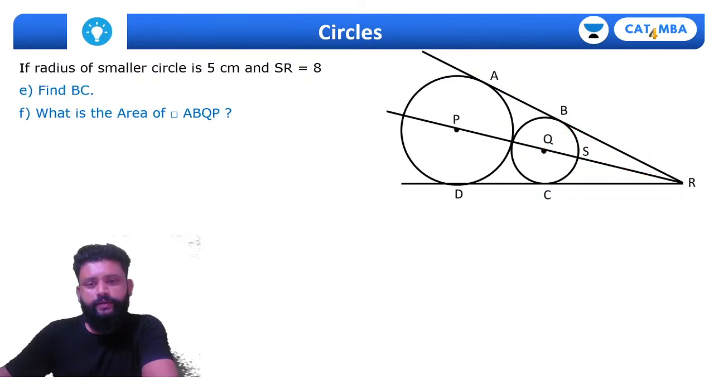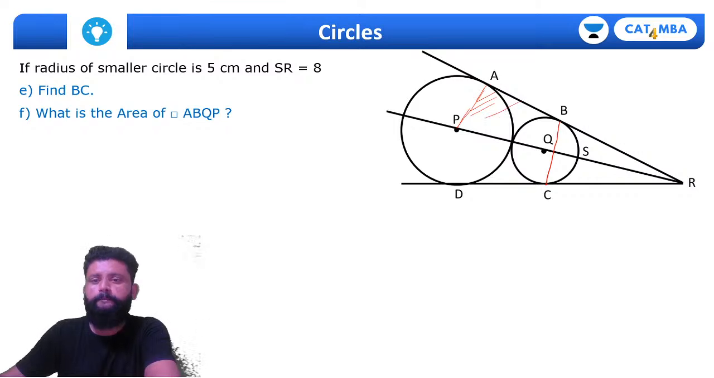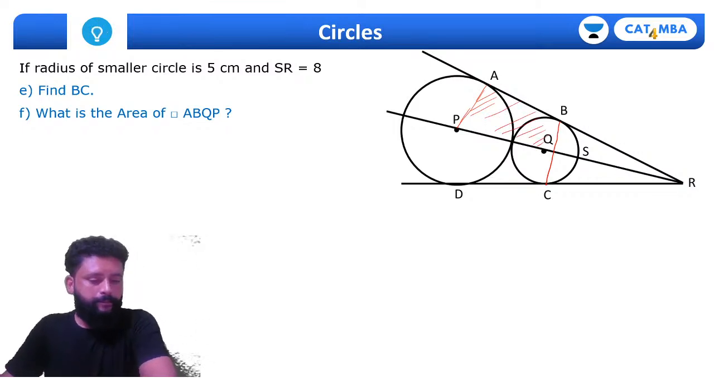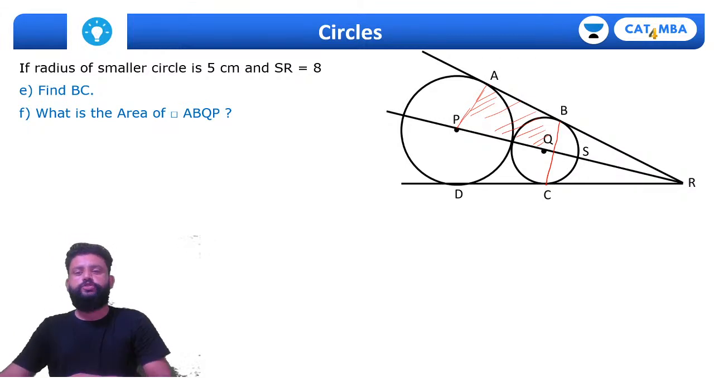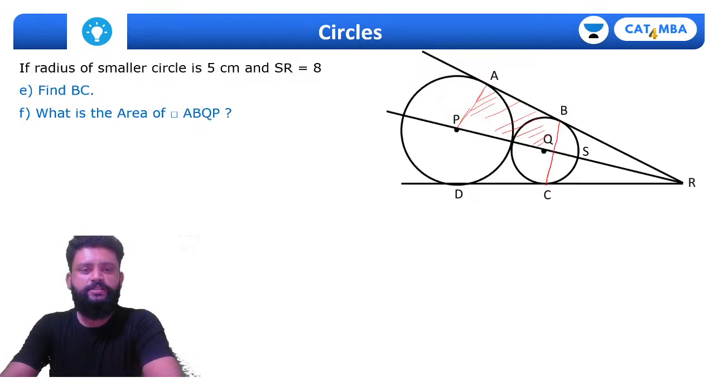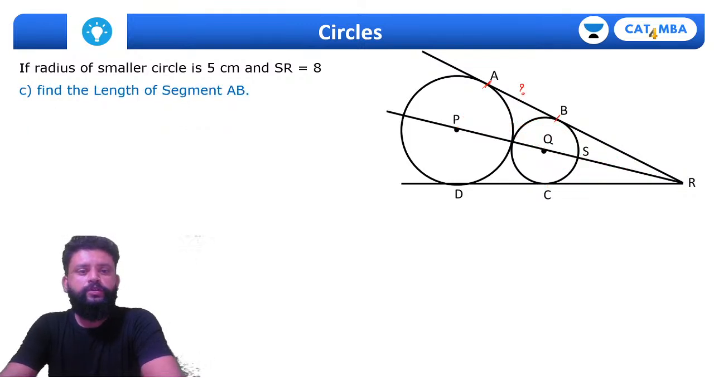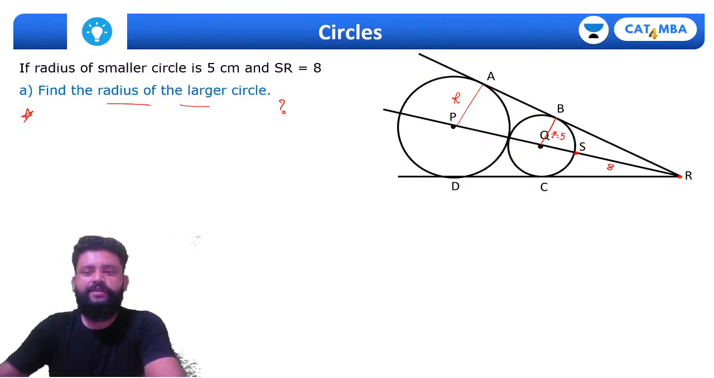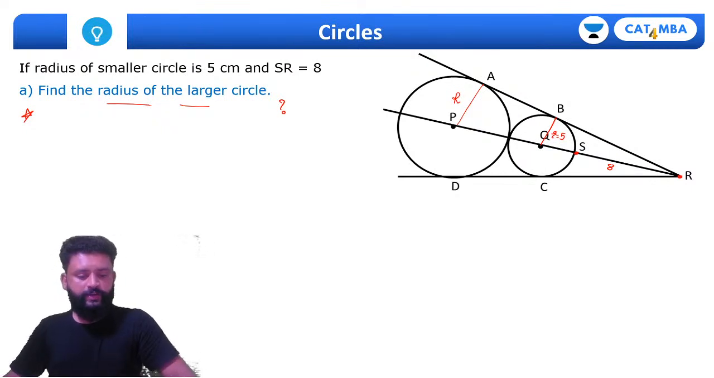Then find BC, that is this length, and the area of quadrilateral ABQP, this one. So these are the questions that we are supposed to solve here. Yes, last two questions here. So we can start from the beginning. Let's go ahead one by one and solve the questions.